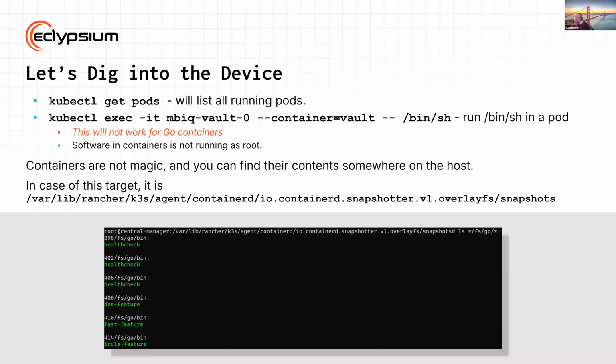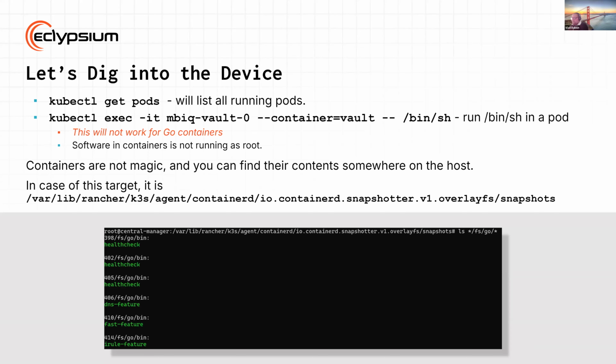The question is, where do you find container contents en masse? Because you kind of don't want to jump down into every container manually. Well, containers are not magic. You can find the container file system somewhere on the host, and this is the somewhere. In this case, the path is very long, so it took us a while to dig down into it. But once you actually find it, it's possible to list, for example, Go binaries. I didn't screenshot all of them, but as you can see, there is a FAST feature, an iRule feature, and a bunch of health check binaries sitting around. So you can dig down into container file systems this way and look at what executables exist, maybe pick up a few and disassemble them, analyze them somehow.